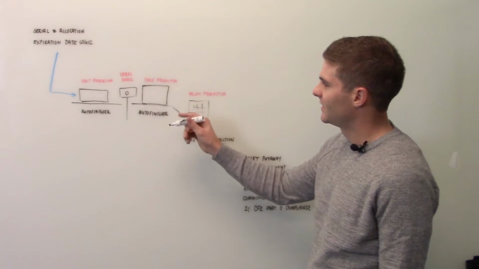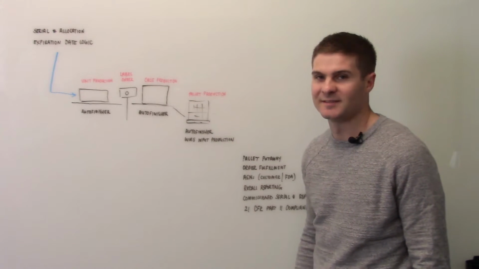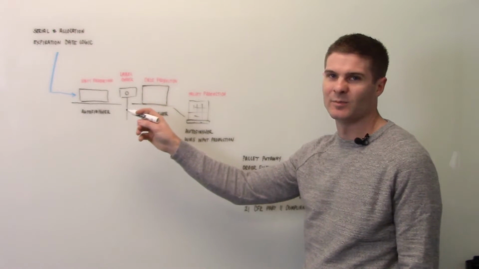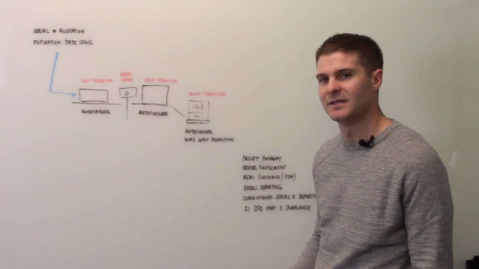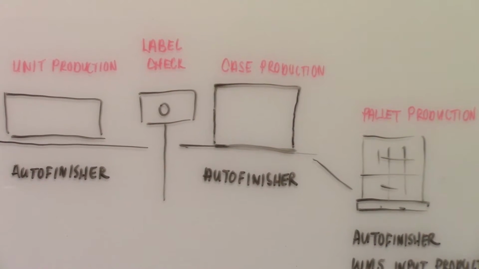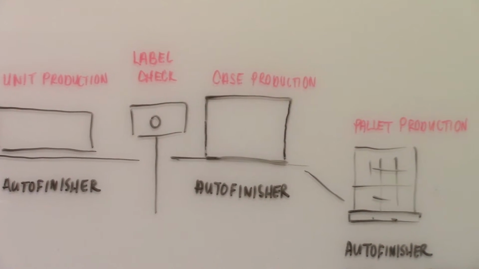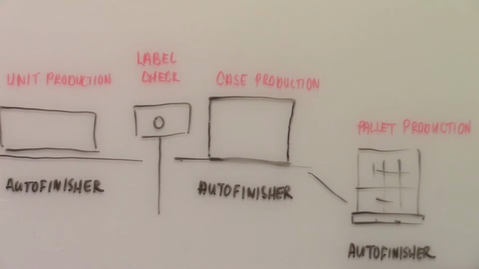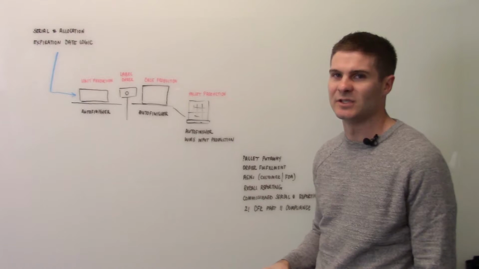Now the challenging part here is each case needs to be serialized as well, and know each of the individual unit serial numbers that flow into that case. And again, in Deacom's world, we're going to utilize our auto finisher application to govern that process so that we know each serial number that's been passed to the case and not rejected by the label check going into each individual box.